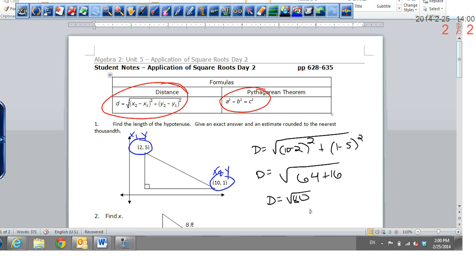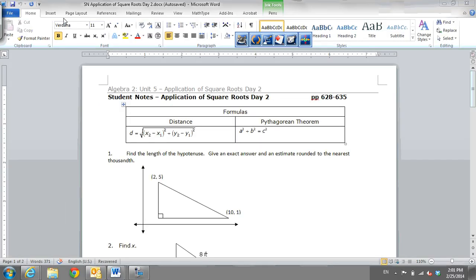root of 80. Now break this down so we can break it at 8 and a 10, so we got 3 2's and a 2 and a 5. So I have a pair of 2's, same rules as far as reducing radicals go. So I have 4 root 5, and you can also put that in the calculator and get a decimal. But anyway, so that's that one.